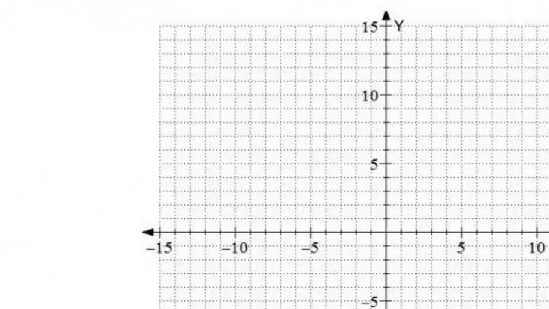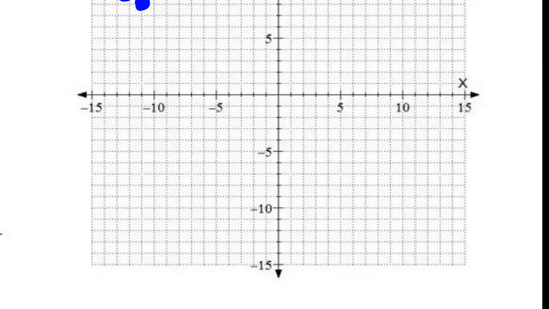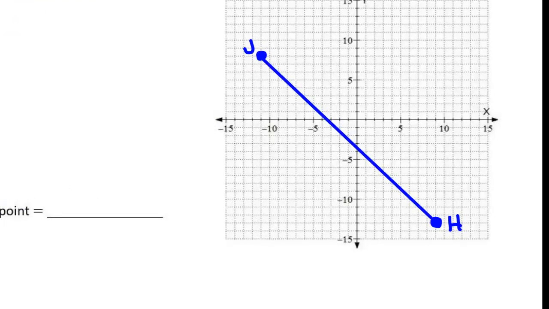J is -11, 8. So -11 means left 11 and then up 1, 2, 3, 4, 5, 6, 7, 8. So right here is my point J. H is 9, -13. 9 is positive, so I go right 9 and then down 1, 2, 3, 4, 5, 6, 7, 8, 9, 10, 11, 12, 13. So there's my point H. And I'm going to connect those two with my line segment.